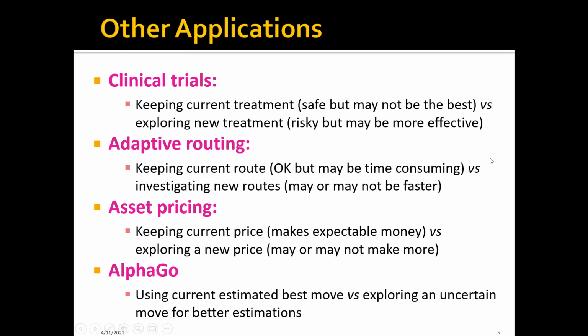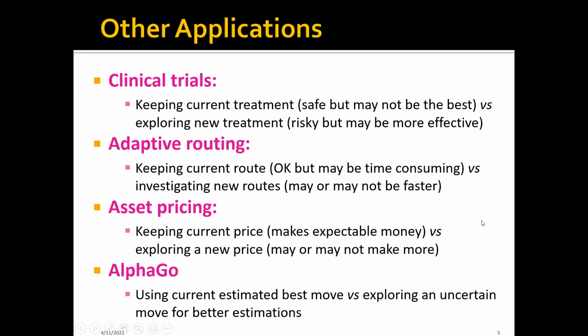Another application is adaptive routing, where you need to choose between keeping the current route to send the message or package, or investigating new routes. If you choose to keep the current route, it's okay, but it might be time consuming because you can potentially do better. On the other hand, if you decide to investigate new routes, this may or may not be faster. If it turns out the new route is actually worse than the current route, then you actually lose something.